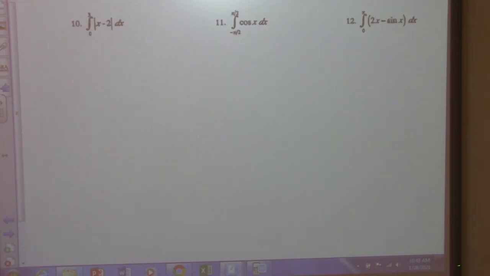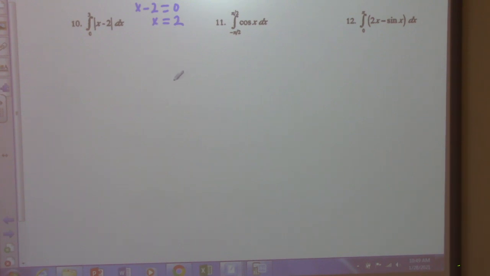And now we come to number 10, which is a different type of problem because it's an absolute value problem. So that complicates things somewhat. But the way to do this is to find the zero of the function. So if you set this absolute value equal to 0, so we say x minus 2 is equal to 0. What is x equal to? X is equal to 2. So basically what you're looking at here is this.